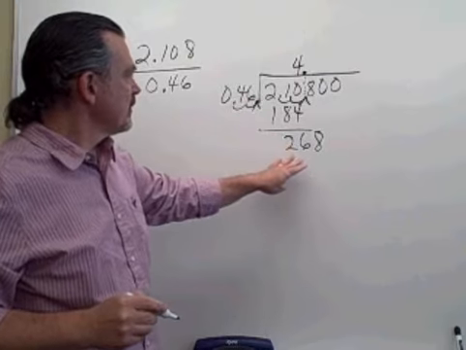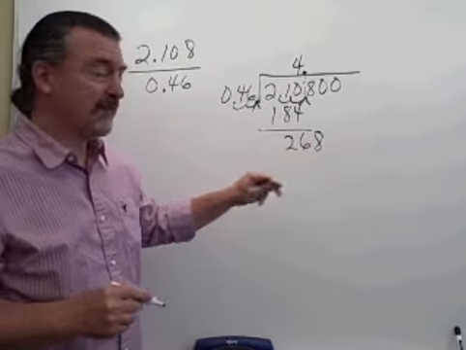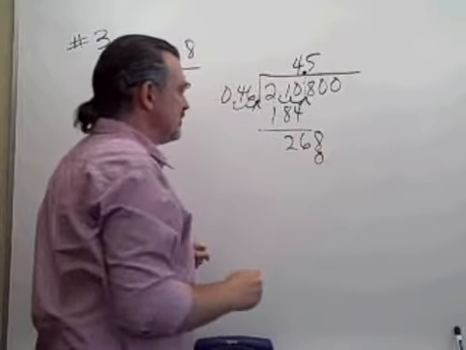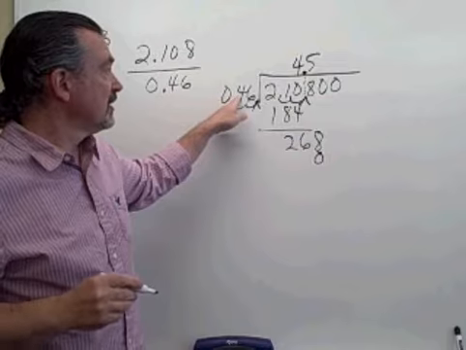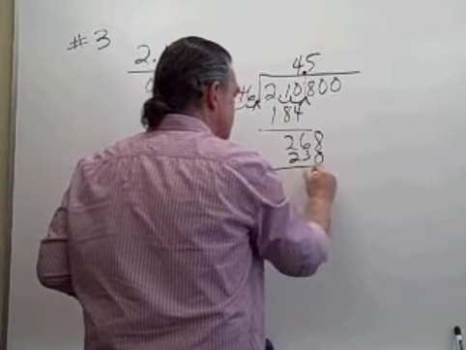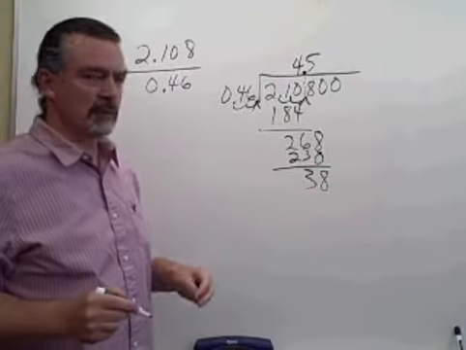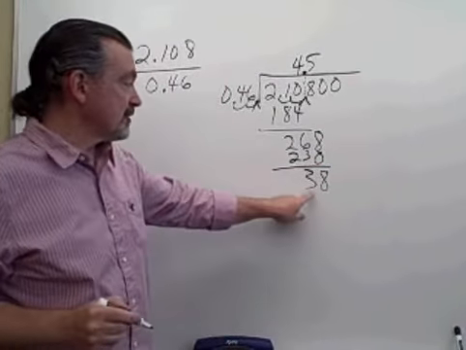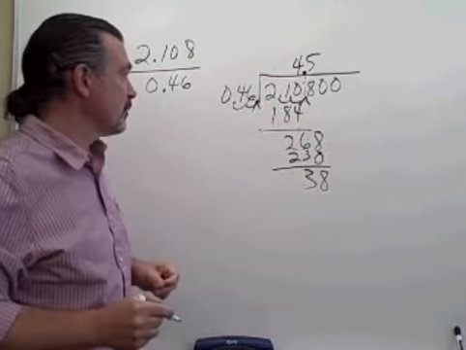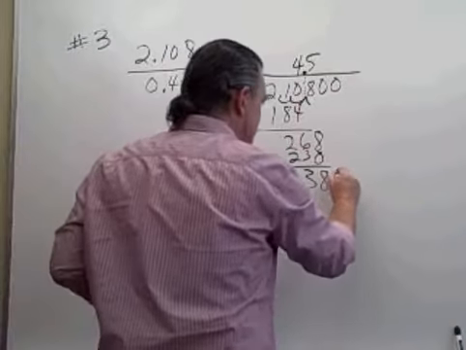Now it looks like 46 into 268 will probably go 5 times. 5 times 6 is 30. Down the 0, carry the 3. 4 times 5 is 20, and 3 is 23. So subtracting, we get a remainder of 38. And as long as my remainder is less than what my divisor was, I have the correct quotient there. I did the correct number of 5. Let's bring down the next 0.